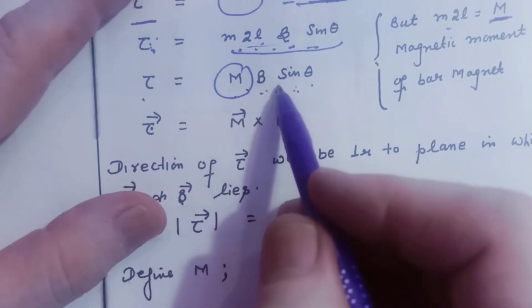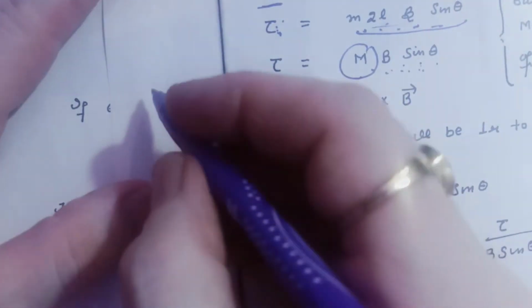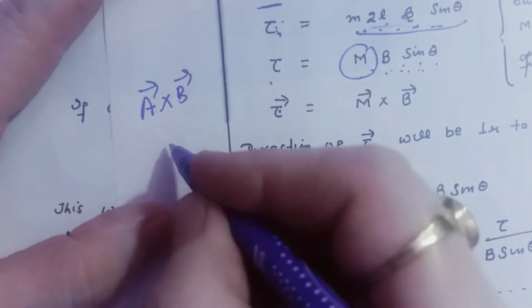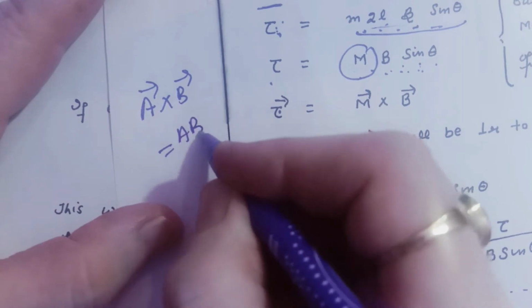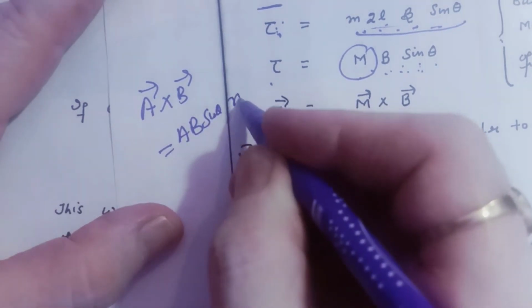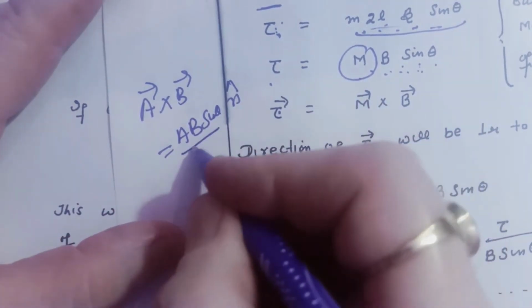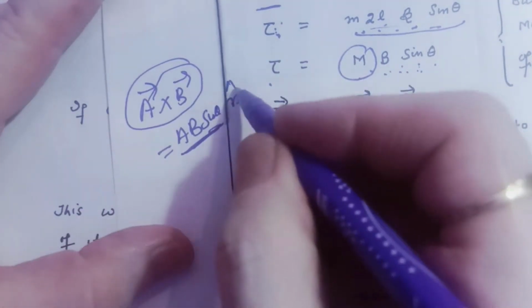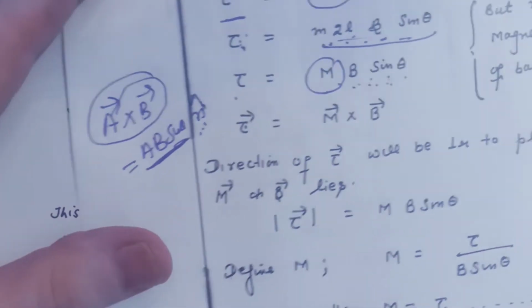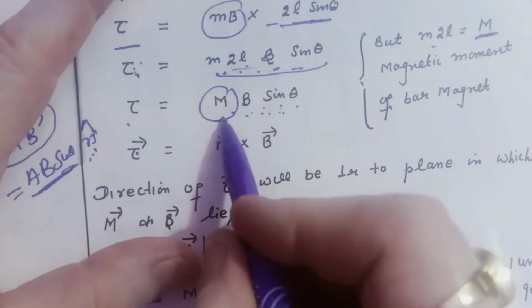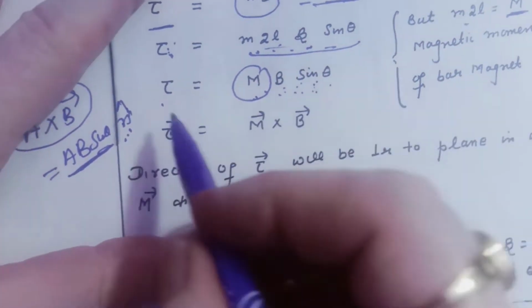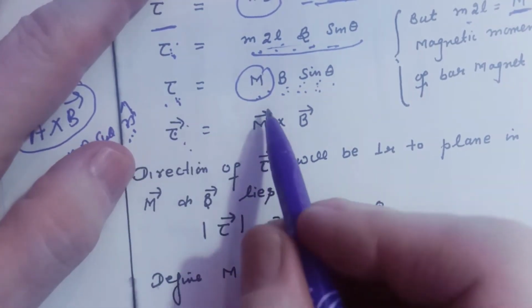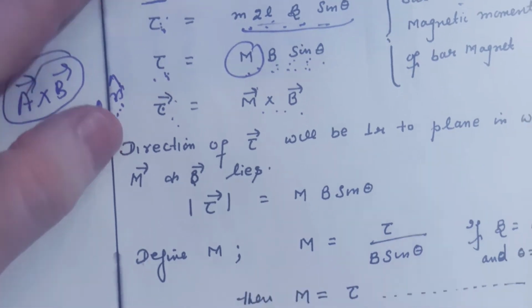This is like AB sine theta, A vector cross B vector. This is AB sine theta into n cap. So AB sine theta is the magnitude of the cross product, and n cap shows the direction. So similarly we have mB sine theta. That means this torque is a vector quantity. So the torque vector is m vector cross B vector.